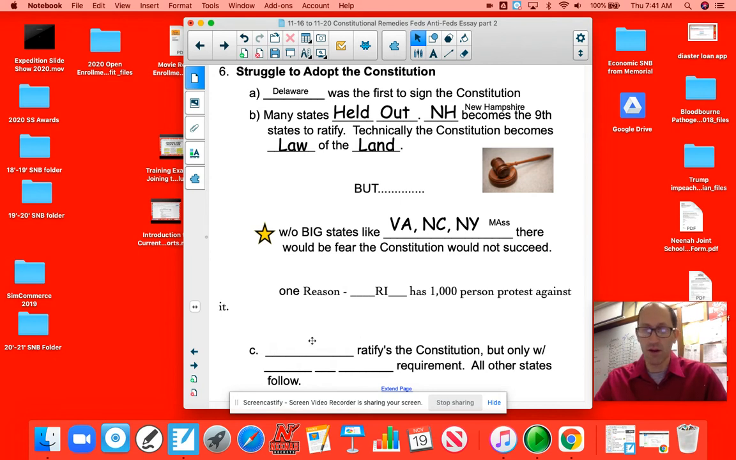All right, the last part of it here. Massachusetts finally decides to ratify or approve the Constitution. But one thing has to be added. Could you guess what it is? It has to do with individual rights. It is a Bill of Rights requirement. So once all the states agree to add a Bill of Rights to the Constitution, Massachusetts and all the other big states, Virginia, North Carolina, and New York, sign the Constitution.